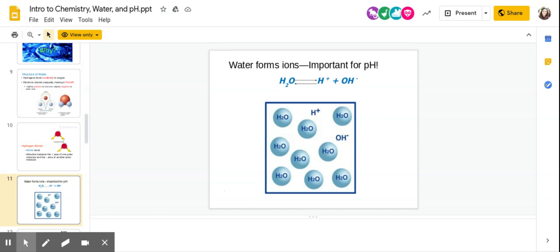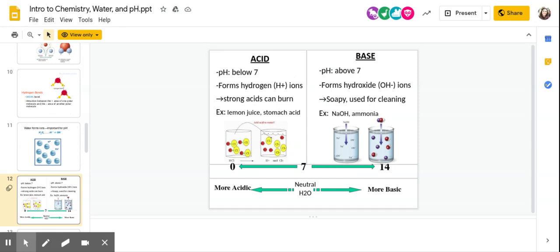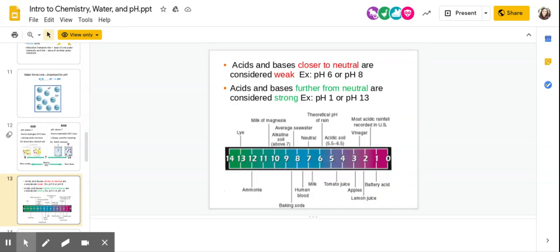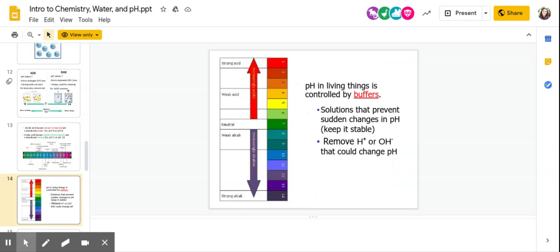pH is potential hydrogen. You should have heard of this when you've talked about the pH scale, ranging from 1 to 14. Water helps form ions, and that is very crucial for our acids and bases. So remember, an acid is anything from 1 to 6, and then a base is from 8 to 14. And then at 7, you have that neutral zone. On slides 12 and 13, it gives you some examples of those in terms of the pH scale, as well as on slide 14, where it mentions buffers, which help stabilize certain solutions in your body.